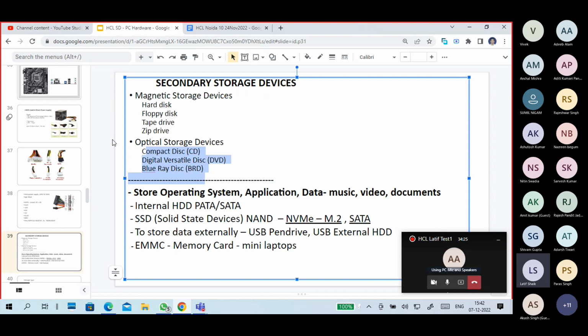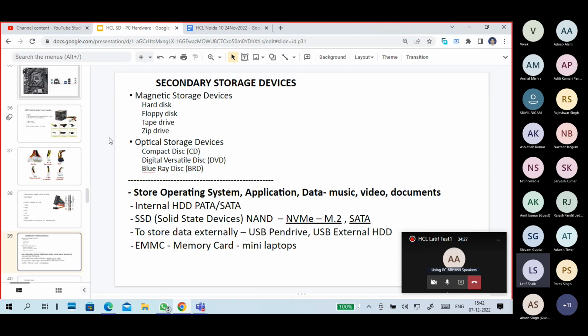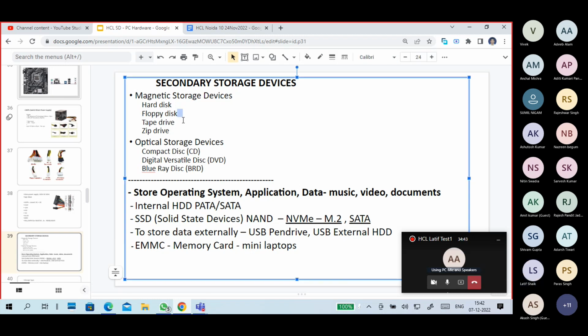Of course, for the PS4, PS5, and Xbox, digital editions also came. If you purchase a game, it will directly download onto your player, but you need a very fast internet speed here. Next, these are the things. Even a floppy disk is one of them, with a 1.44 MB size.